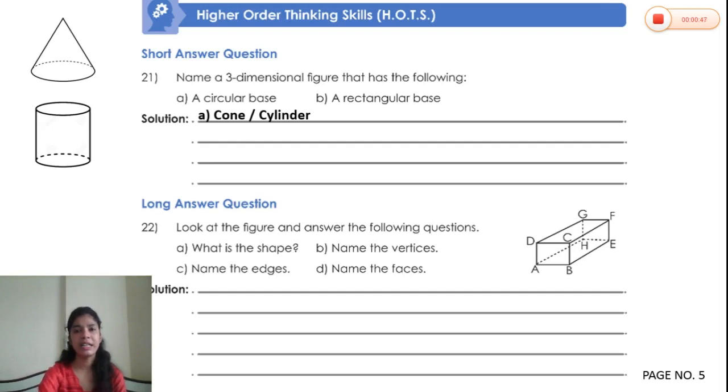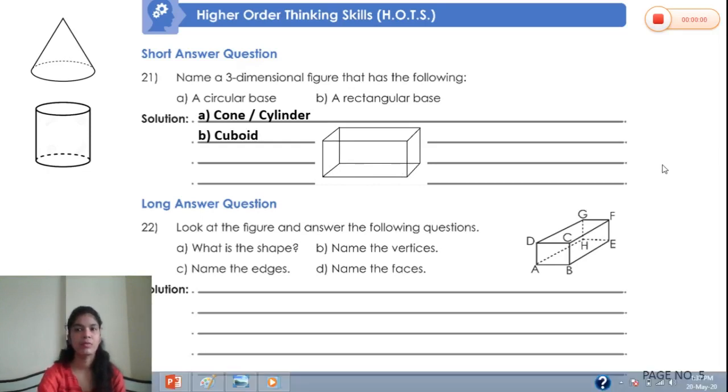Now think of a 3D object having the rectangular base. Yes, it is nothing but a cuboid. Cuboid has the rectangular base. So for B it is the cuboid. Now move to the long answer question, that is question number 22. Look at the figure and answer the following question.